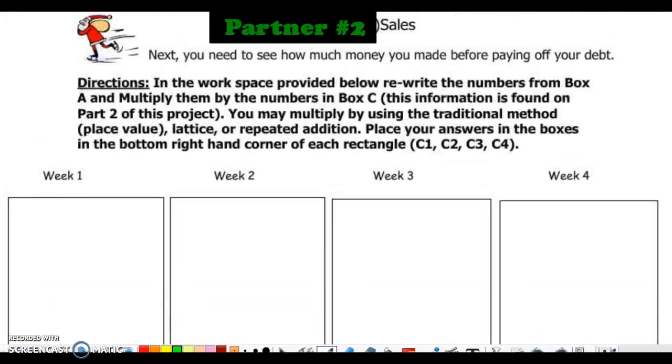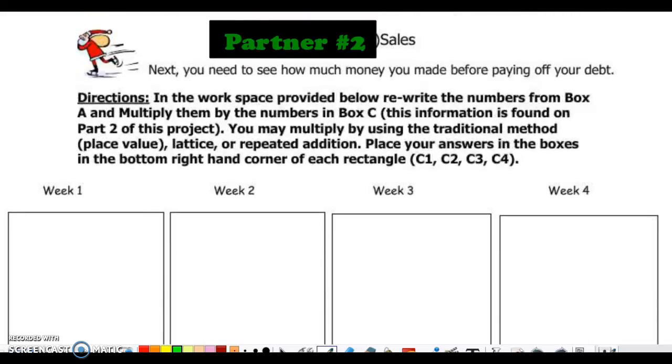You need to provide all of the information from box A and then multiply that number by box C. This information is found in part 2 of the project, which you should have already completed. You may multiply using traditional method, using place value, lattice, or repeated addition, but you need to make sure that your answers are correct. Your partner will be checking you by the end of this, and then I will be checking it because I will be grading it to see if you multiplied correctly for each of the sales weeks.